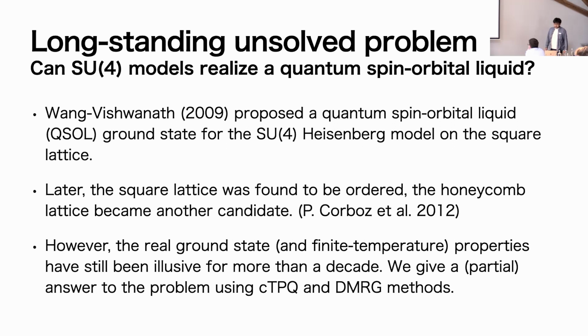Later, the square lattice was found to be ordered because it is less frustrated. But the honeycomb lattice was later found to be more frustrated and became another candidate for a quantum spin orbital liquid state. This was first proposed by Philippe Corboz using iPEPS or VMC calculations. They proposed a quantum spin orbital liquid state on the honeycomb lattice. However, the real ground state and finite temperature properties have still been elusive for more than a decade.